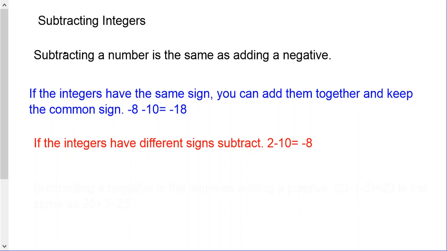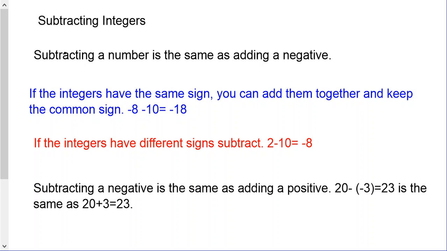If the integers have different signs, you need to subtract. So 2 minus 10. Okay, if you're using a number line and you start at 2 and you take away 10, you're going to be moving to the left 10 places. So 2 minus 10 will give you a negative 8. And subtracting a negative is the same as adding a positive. So 20 minus a negative 3 will give you a positive 23, which is the same as 20 plus 3 equals 23. Okay, so if you're subtracting a negative, you can really just add the opposite.